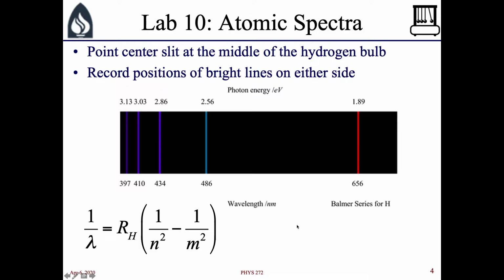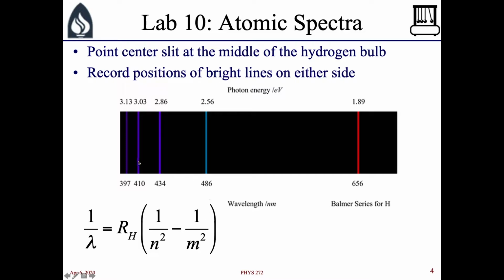In fact, the atomic spectra of hydrogen follows this relationship here, where 1 over the wavelength is equal to the Rydberg constant times 1 over n squared minus 1 over m squared. n is the ending energy level, so that's where the electron goes to, and m is the starting energy level.